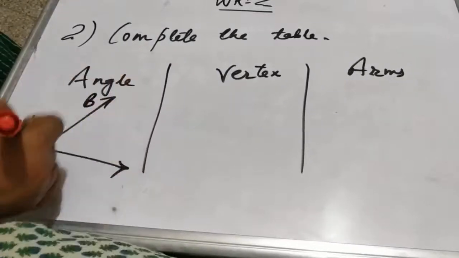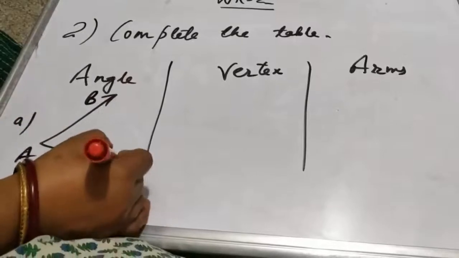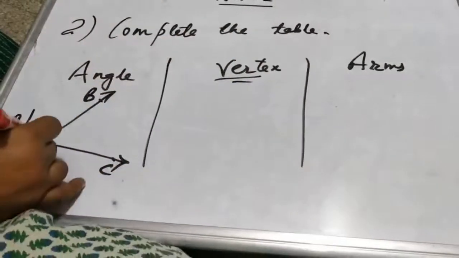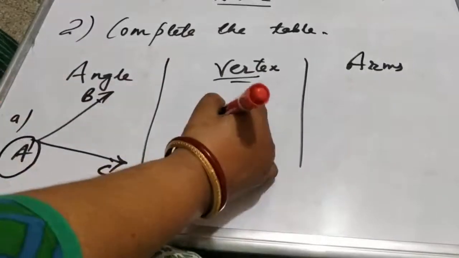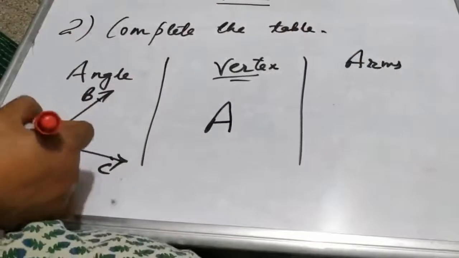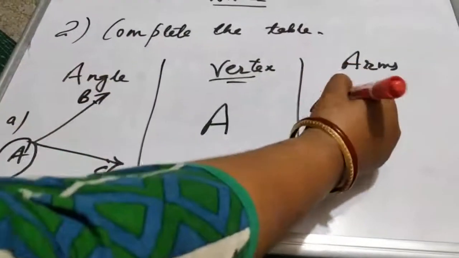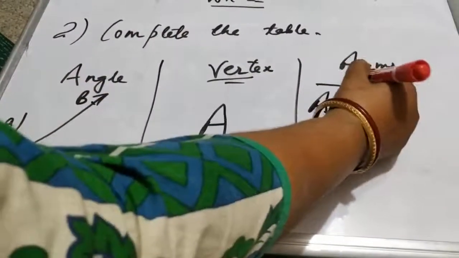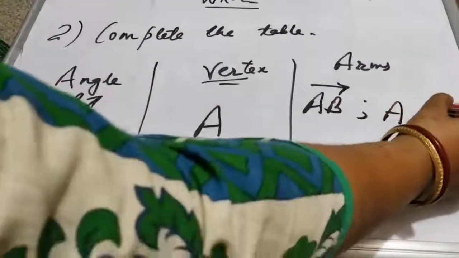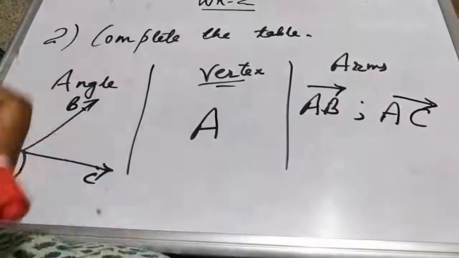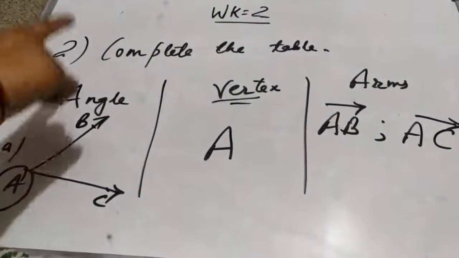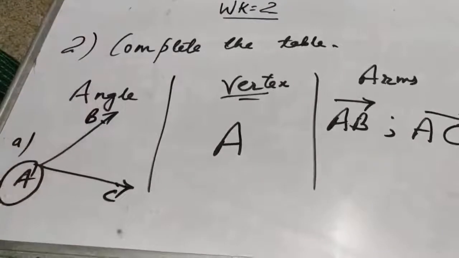So here for example, see, this is the angle BAC. So what is the vertex here? This is the common end point. A is the vertex. And where are the arms? Arm AB and AC. There are two arms of the angle. Okay, similarly you have to complete this question number 2.